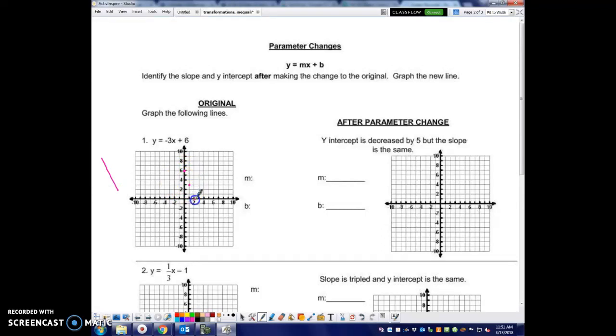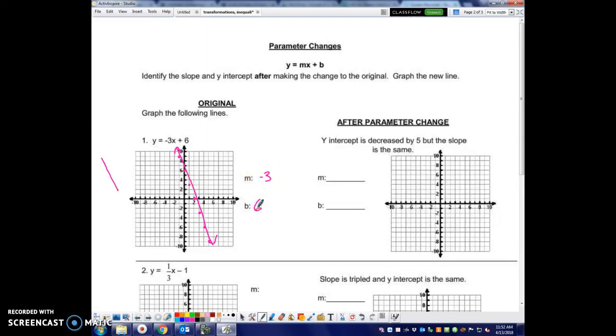Down 3 over 1, and keep going. And we'll do backwards, up 3 over 1. Okay. We'll draw our line. What is the slope here? Negative 3. What's the y-intercept?